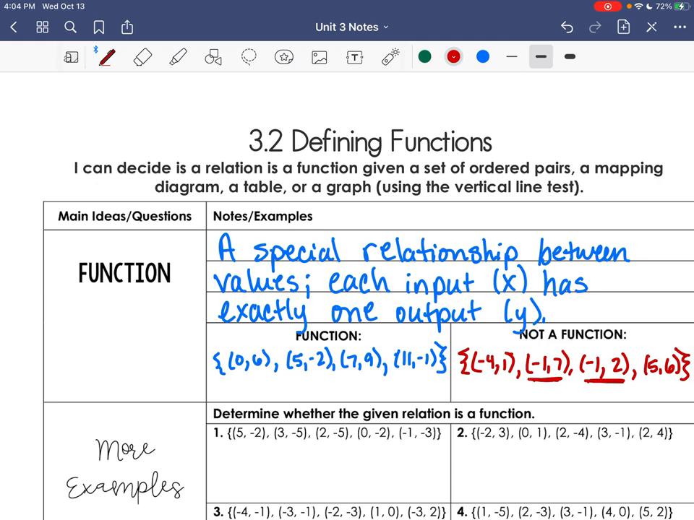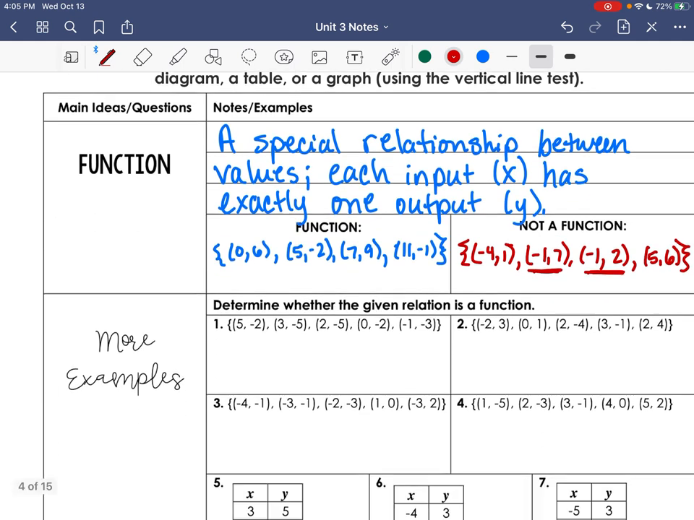Well, you can't go to two places. So if you think about yourself, you can't be both at home and at school. You can't go to the store and be at the movie theater. You can't do that at the same time. You cannot be in two places at once. And so that's kind of how X's and Y's work. X is like the person and Y is the place that it is going. So that's why for a function to work, each X can only be going to one Y.